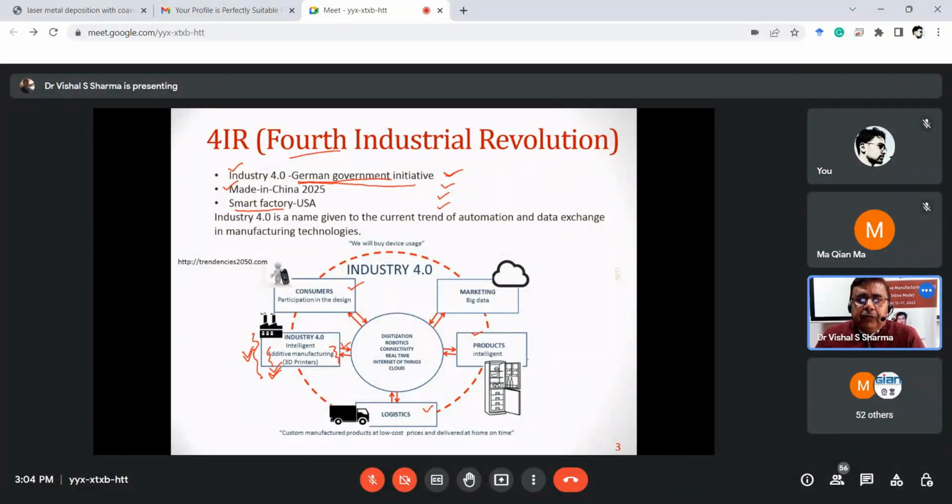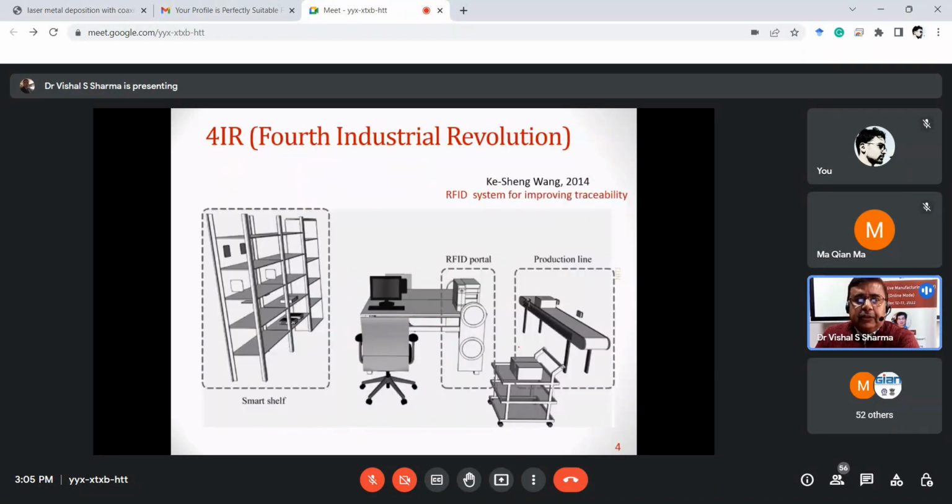Now, when we are talking about connectivity, how do we connect various devices, machines, and equipment with each other? RFID technology plays a major role here. RFID, radio frequency identification tags.